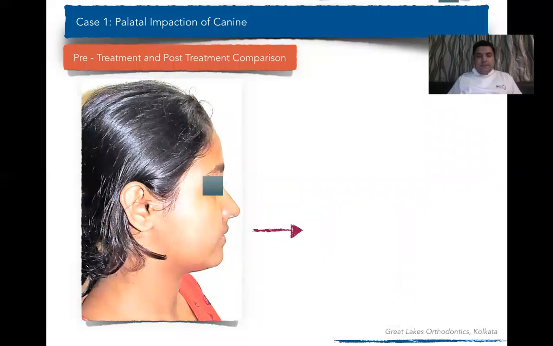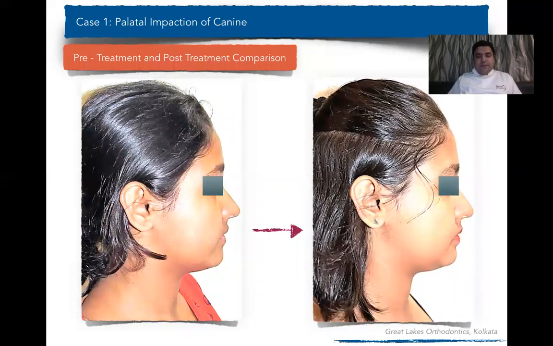So the profile analysis at the end of the day shows that the lip competency is still established. The profile is still orthognathic, and no unnecessary proclination of the teeth happened during the course of the treatment. In fact, the teeth were mildly retracted.